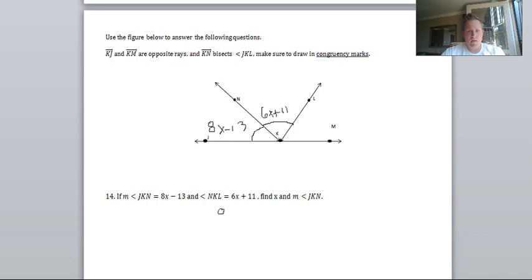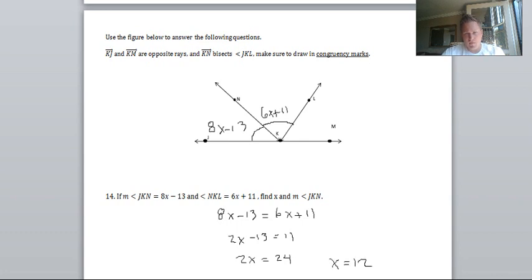So we know that these two things are going to be the same angle. If they are equal to each other, then I'm going to set these two angles equal to each other. I'm going to subtract 6x from both sides. This is going to give me 2x minus 13 equals 11. I'm going to add 13 to both sides. 2x is going to equal 24, which means that x is going to equal 12.